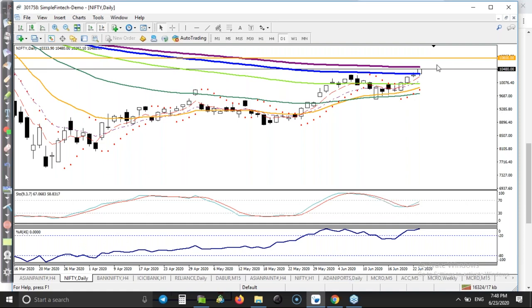What is our target? We are expecting the price will go up to this level, 10,800. At that time we will sell a call option at 10,800. The price will go up to this level, and I will sell a call option at this strike price. All right, and we bought a call option.